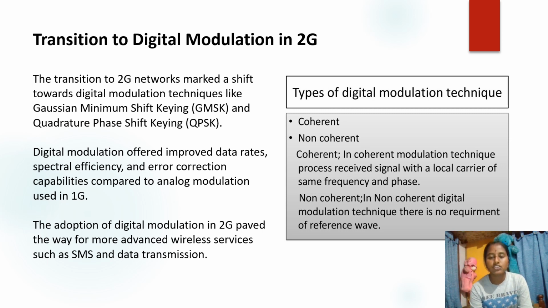In this picture, the types of digital communication techniques are coherent and non-coherent. Coherent means in the coherent modulation technique, the received signal is processed with a local carrier of the same frequency and phase. Next one is non-coherent. In the non-coherent digital modulation technique, there is no requirement of reference waves.